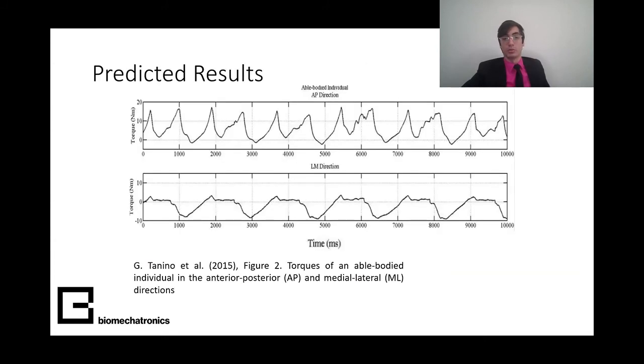These would have been the predicted results if we could finish the pipeline, in which we would see a torque curve and a torque against time curve in both the anterior-posterior directions. This could be seen through the regular dorsiflexion, plantar flexion angle. And then the lateral-medial direction, you could notice from the subtalar angle direction.